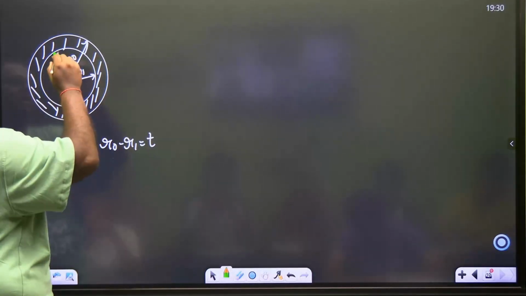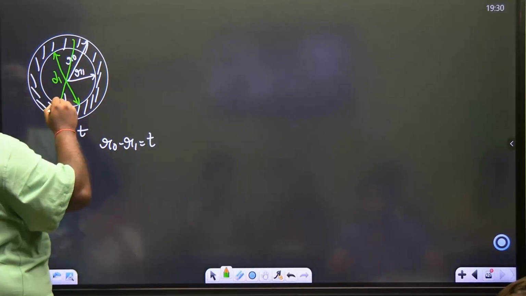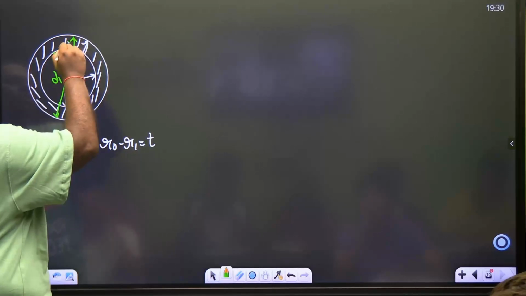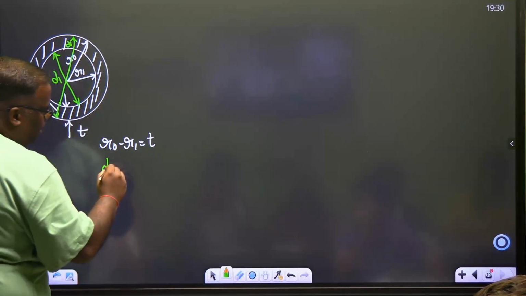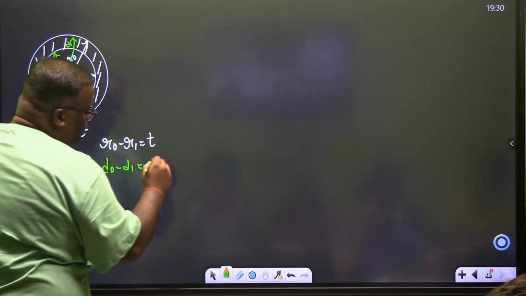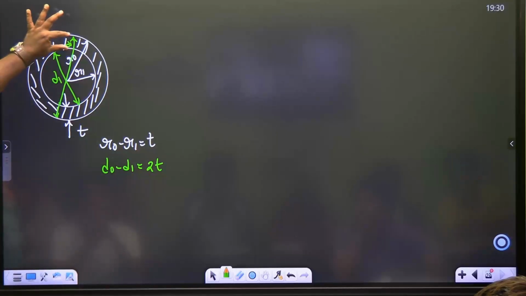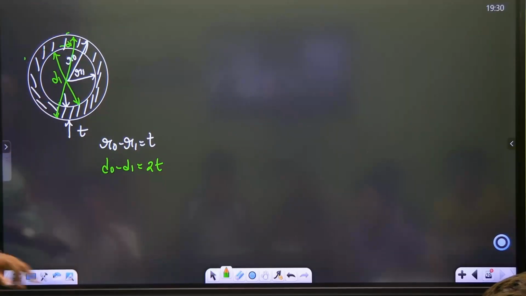This is Di and this is Do. Do minus Di will always be 2T because there is a thickness on this side also. There is a thickness on this side also.